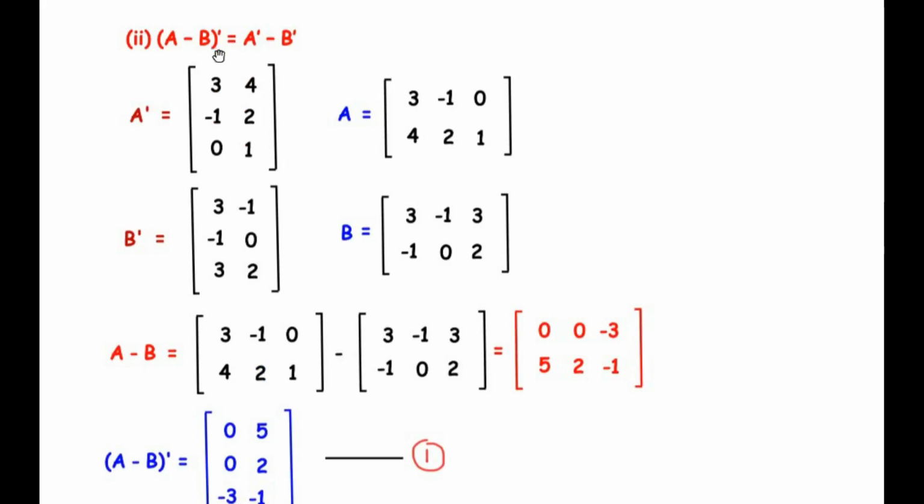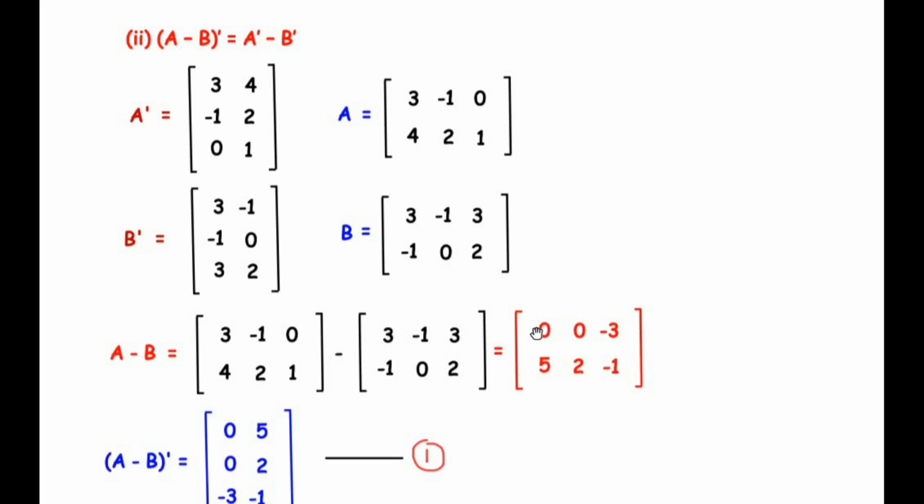Now A minus B transpose is equal to A transpose minus B transpose. So here we have taken A transpose, B transpose, A and B matrix as we had got in the previous sub question. Now let us focus on finding out A minus B first. So A matrix is 2 by 3 matrix minus B is 2 by 3 matrix. Since the orders are same, we are going to perform element by element subtraction.